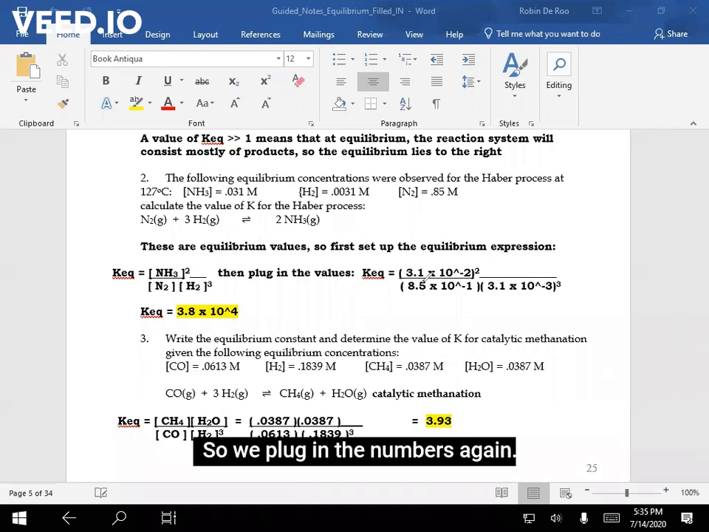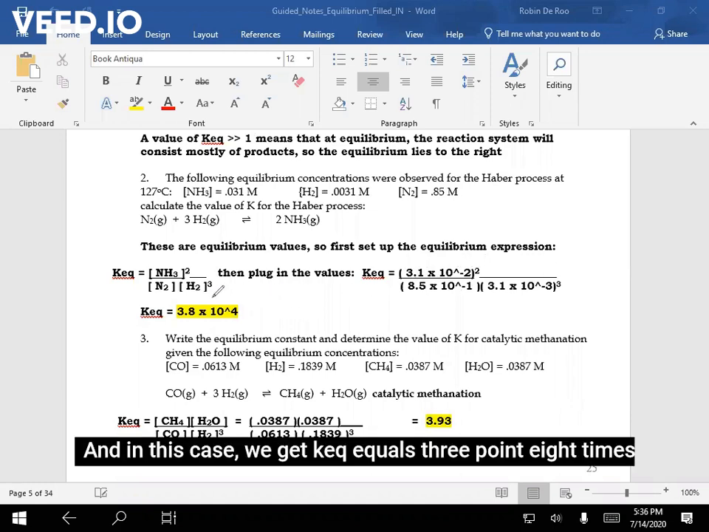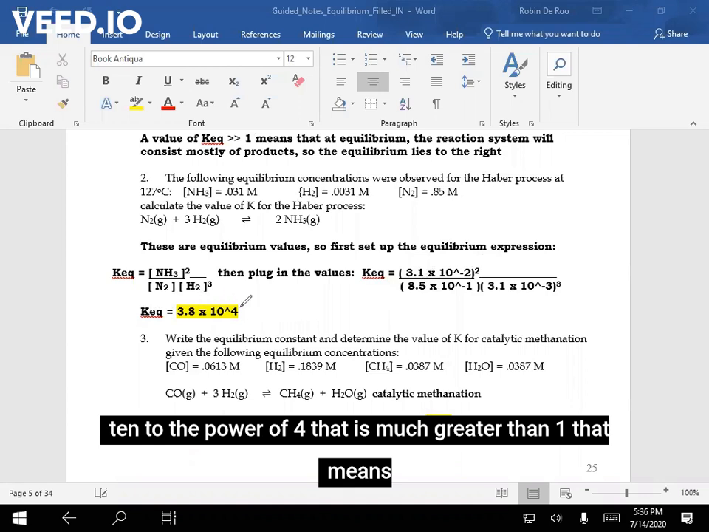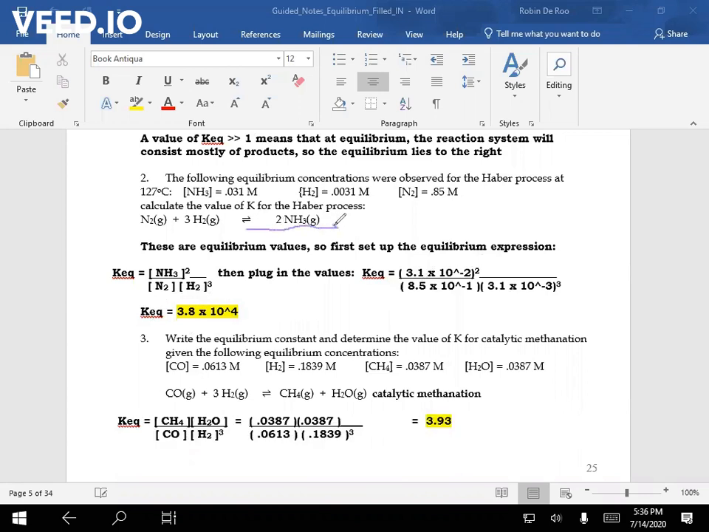So we plug in the numbers. Again, we do not use the molarity. We don't use the units. We do the math, and in this case, we get Keq equals 3.8 times 10 to the power of 4. That is much greater than 1. That means equilibrium lies this way.